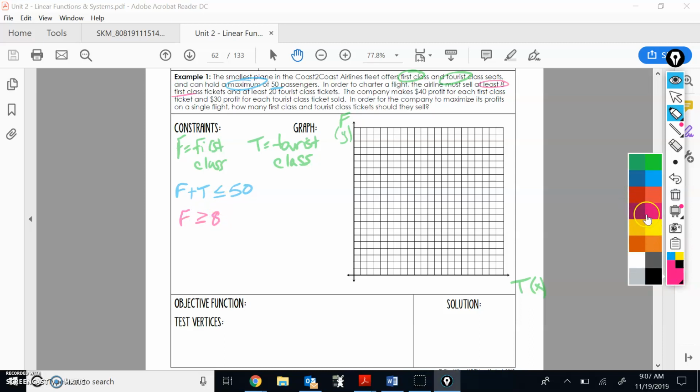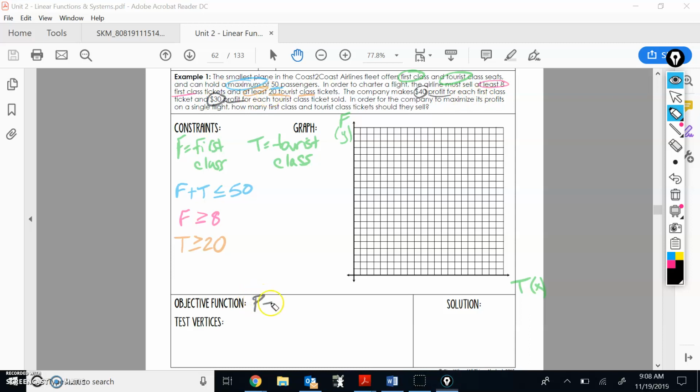And then, in a different color, it says at least 20 tourist class tickets must also be sold. These are your 3 inequalities. The last sentence says the company makes a $40 profit for the first class tickets and $30 profit for the tourist class tickets. That's going to be your objective function.